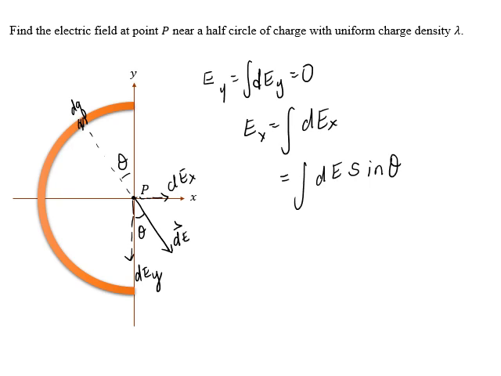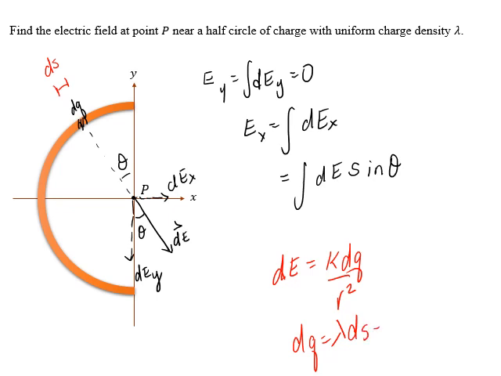Okay, dE equals k times dq over r squared. dq is equal to lambda times a length element. The length of our little bit of charge is a little bit along a circle, which is ds. ds is arc length. You might remember from high school that arc length is equal to radius times angle. So it's equal to r times d theta.